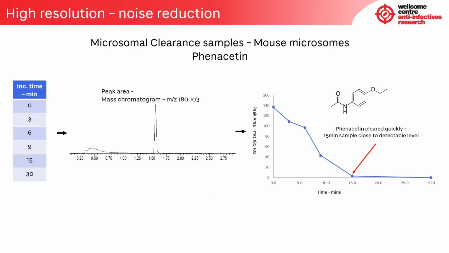To demonstrate how high-resolution mass spec can help with signal-to-noise, we'll look at a series of microsomal clearance samples. In this case, it's phenacetin run with mouse microsomes. The incubation times are shown on the left. At each time point, the mass chromatogram of the phenacetin at a mass of 180.1 is generated and the peak area measured. The peak area is then plotted against incubation time. And as you can see, the sample is cleared quite quickly. By 15 minutes, there's barely any phenacetin left, so it's close to the detectable level.